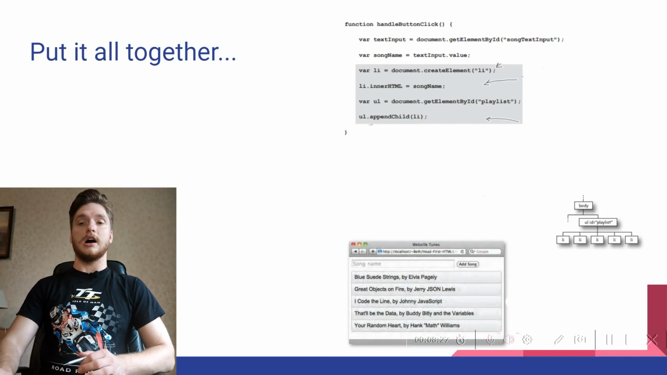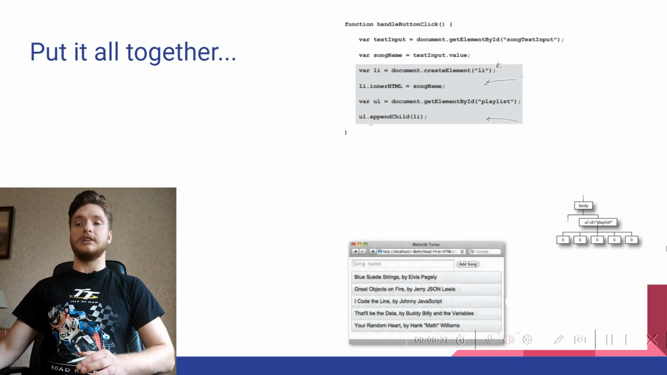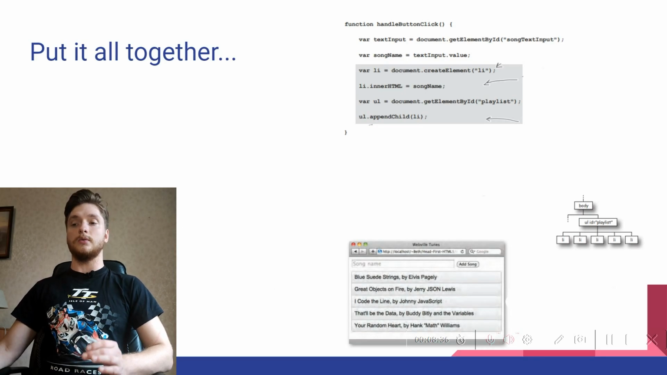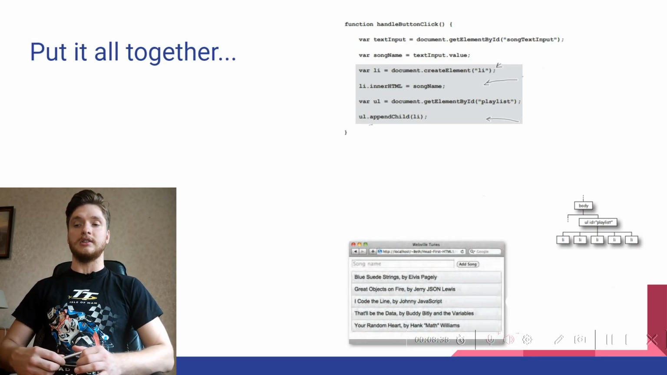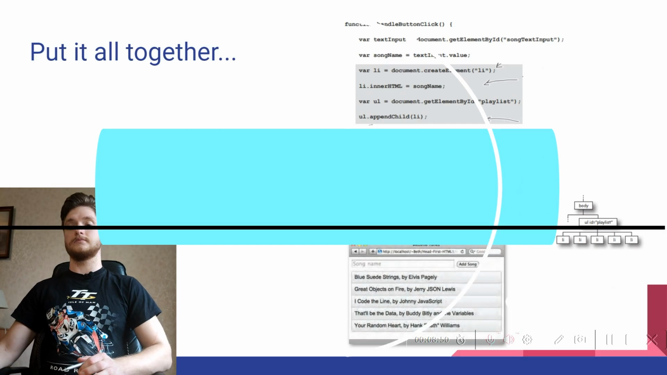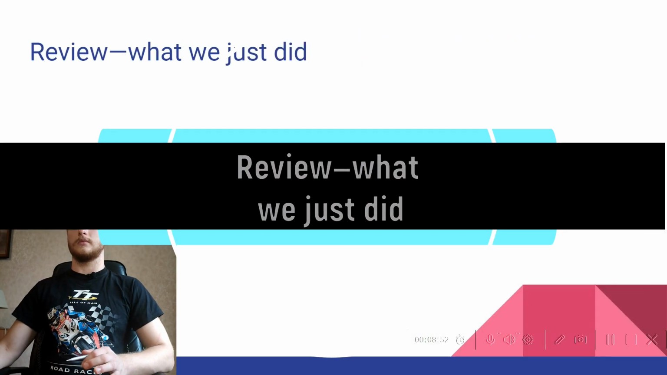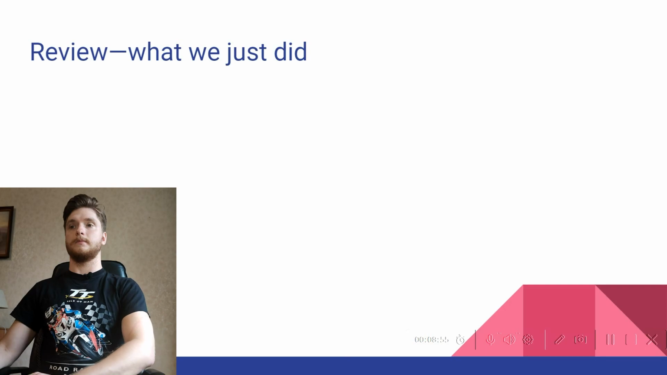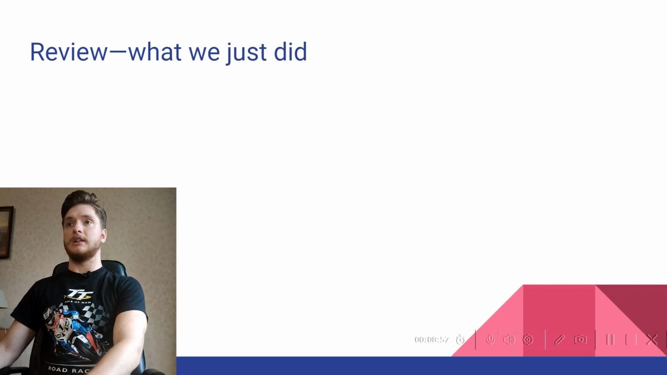Here are our results. And here is how the DOM looks now that we added all those new li elements. Now, when we type in a song name and click add, the song is added to the DOM, so we see the page change and the new song in the list. Review what we just did. Okay, and we will talk about this in the next lesson.